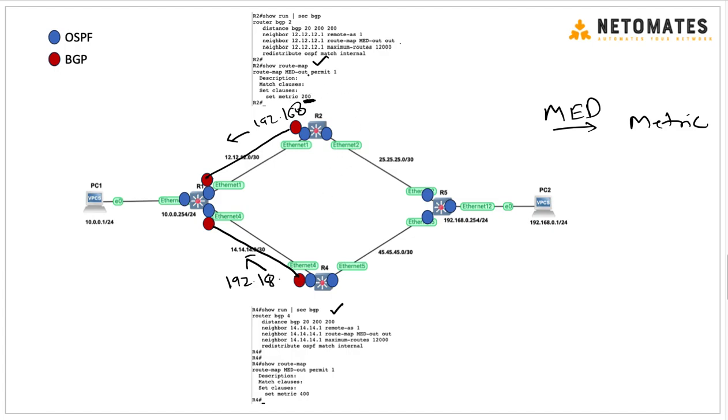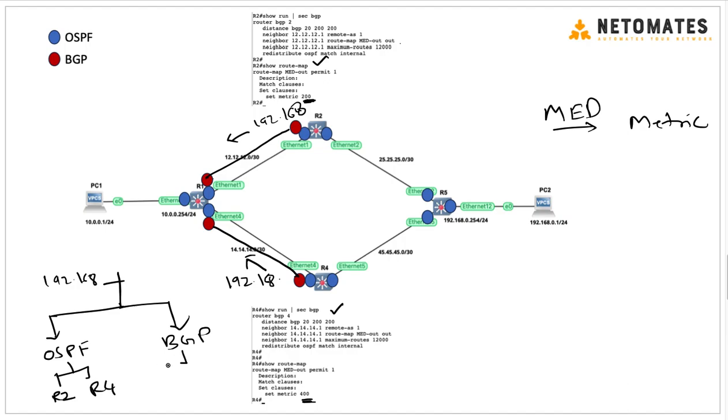So whatever routes R2 is advertising, it will advertise with the metric of 200. If you don't put any metric value with the route map, it will take it as 0. From R4, I am doing a similar route map, but here I am setting the metric of 400. So now R1 will learn about the 192.168 network in 4 ways, 4 sources. One is OSPF, another one is BGP. In OSPF, it is learning from R2 and R4. From BGP also it is learning from R2 and R4.